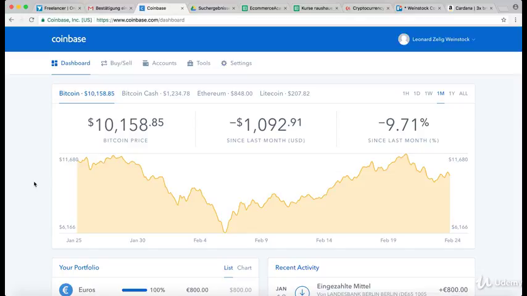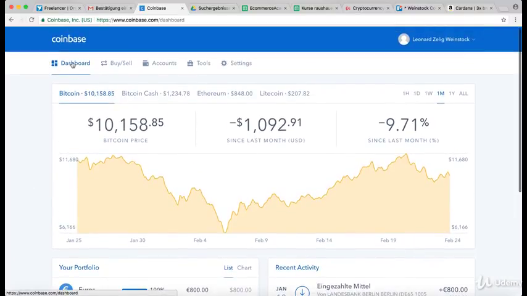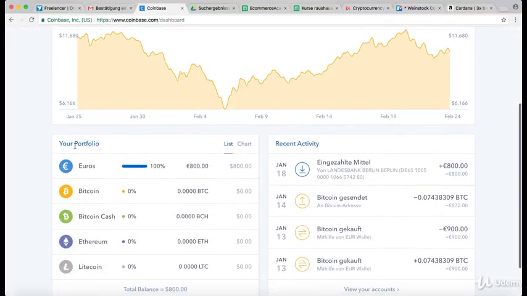In this video, I am going to teach you how you can buy Bitcoin with your dollars or euros or whatever that you have deposited on Coinbase. So at this point of time, we have already transferred some money to Coinbase, and you will see it here on the starting page, your dashboard, if you scroll down to your portfolio.